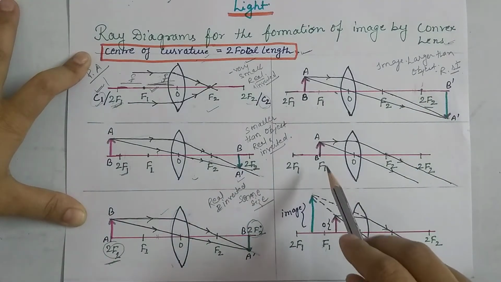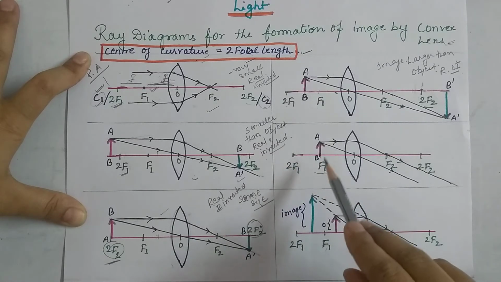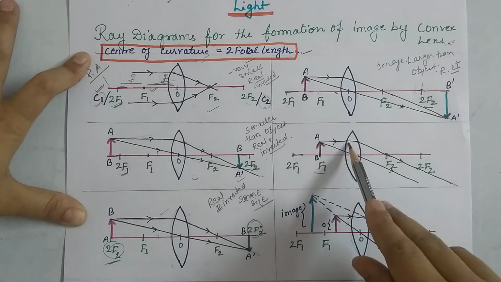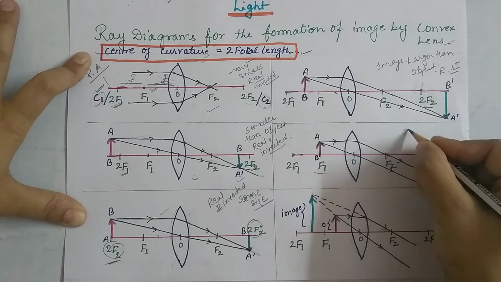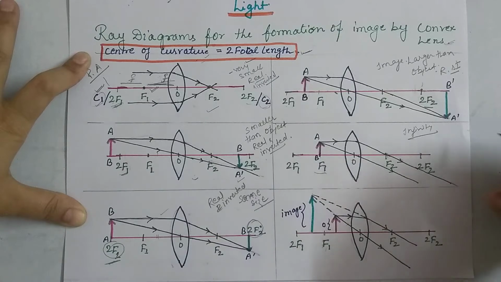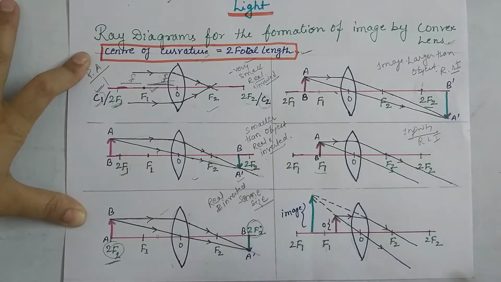Now next one, when the object is placed at f1, focus 1, the same rule is applied here. The image is formed at infinity, and a real and inverted image will form.